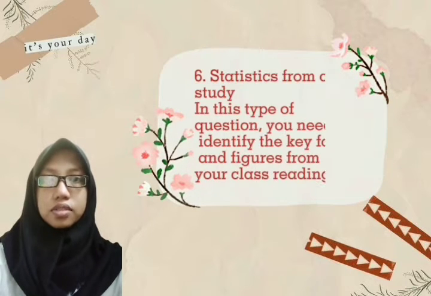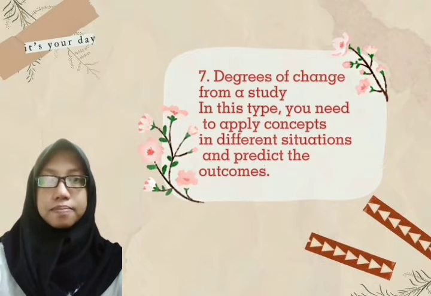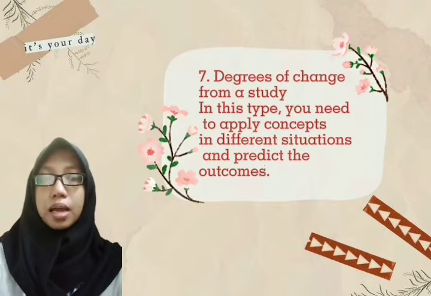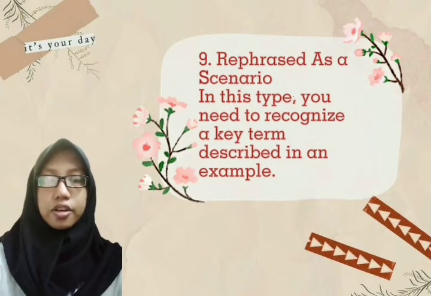Sixth is statistics from a study. In this type of question, you need to identify the key facts and figures from your class readings. Seventh is degrees of chance from a study. In this type, you need to apply concepts in different situations and predict the outcomes. Eighth is sequence of events, where you need to select the correct order. Ninth is expressed as a scenario. In this type, you need to recognize a key term described in an example.